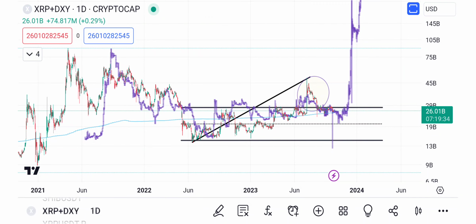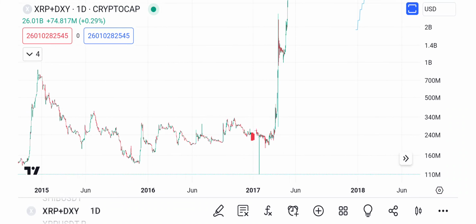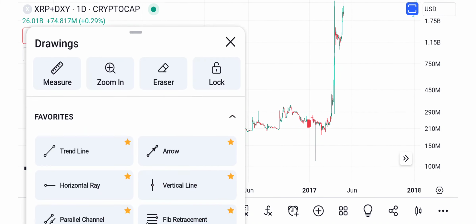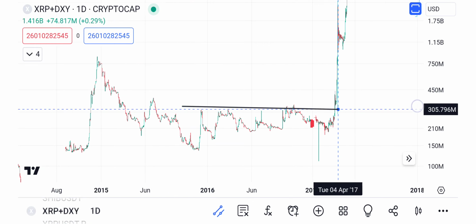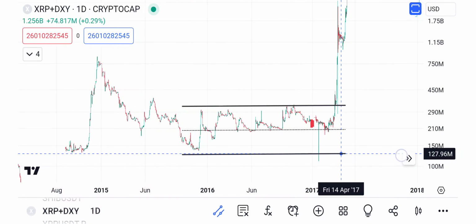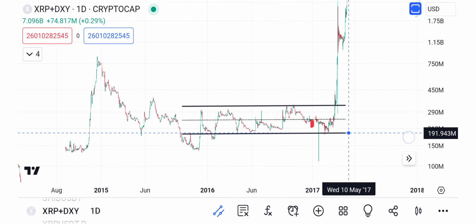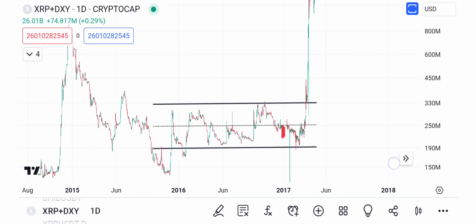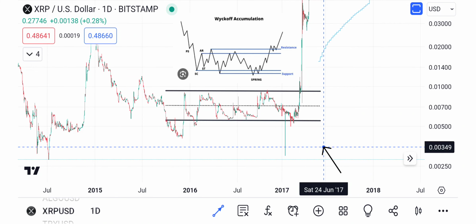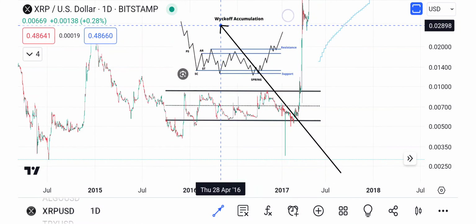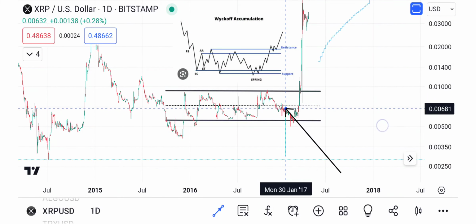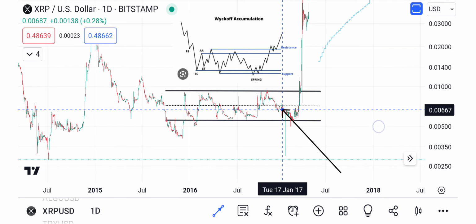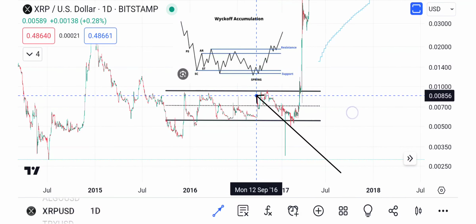Looking at XRP, I just want to show something real quick. It's common knowledge that this right here was a Wyckoff accumulation. This was a classic Wyckoff pattern. I mean, it's not perfect, but it had the necessary requirements to be a Wyckoff accumulation.